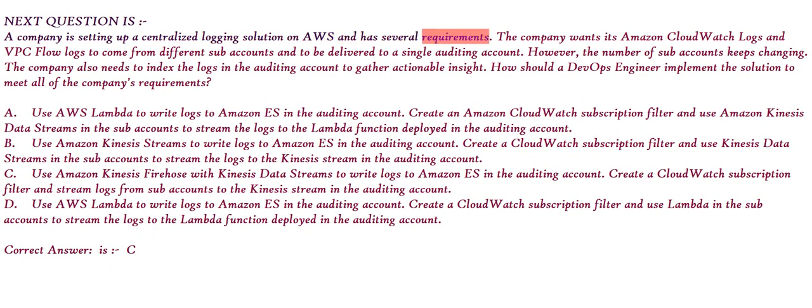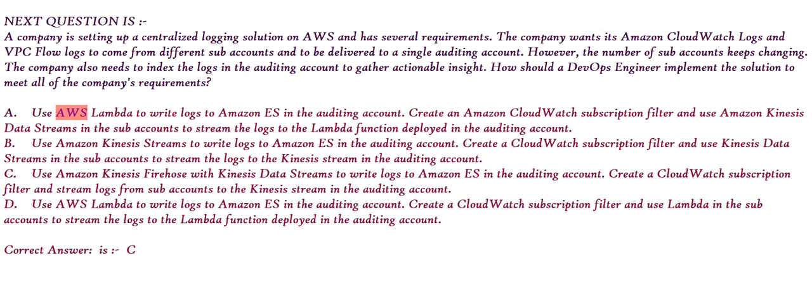Next question is: a company is setting up a centralized logging solution on AWS and has several requirements. The company wants its Amazon CloudWatch logs and VPC flow logs to come from different sub-accounts and to be delivered to a single auditing account. However, the number of sub-accounts keeps changing. The company also needs to index the logs in the auditing account to gather actionable insight. How should a DevOps engineer implement the solution to meet all of the company's requirements?